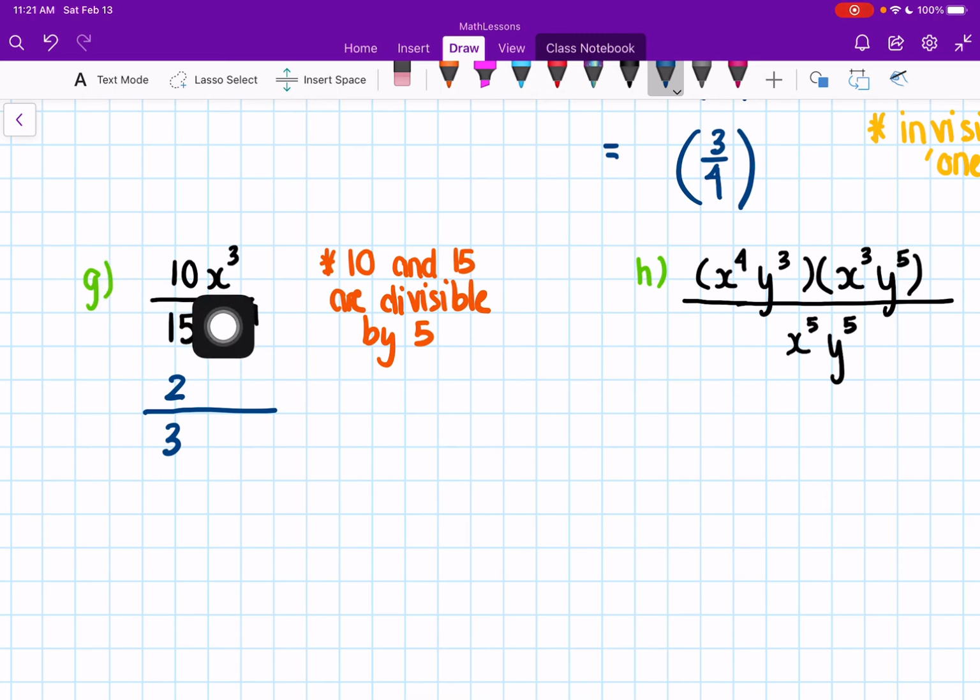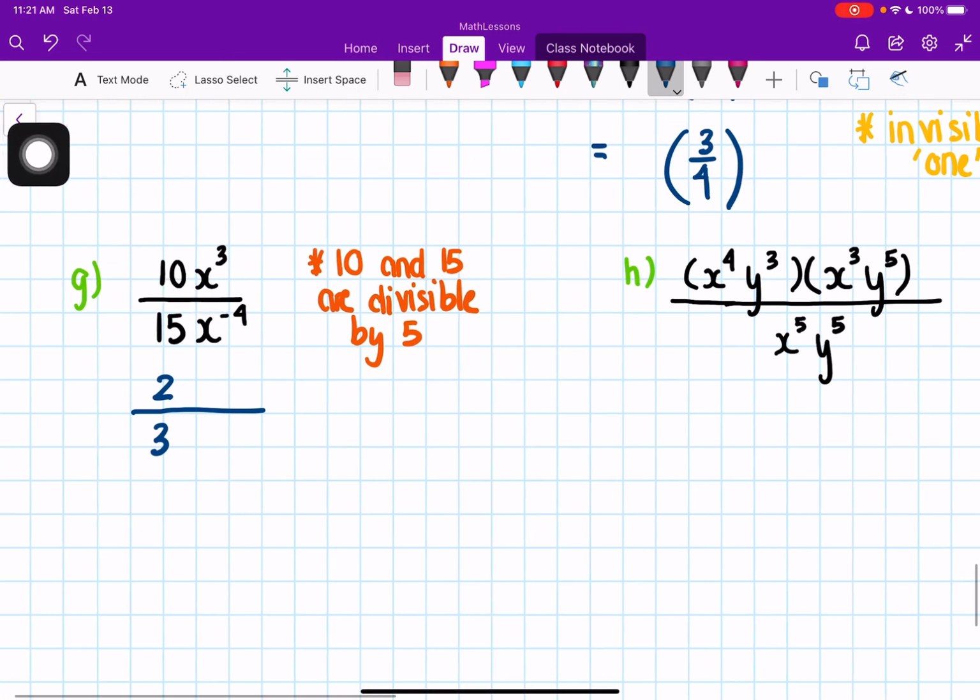Now I have to look at my variables, and I have positive 3 and then negative 4. So remember, you have to look at the whole number, right? This is positive 3, this is negative 4. A positive 3 is bigger than a negative 4, okay? Because any positive number is bigger than a negative number. So that means that my x is going to be in the numerator.